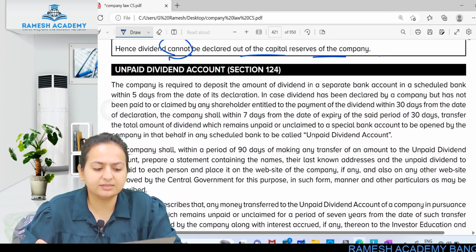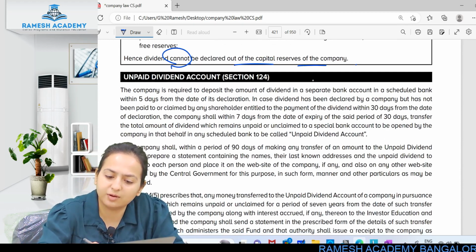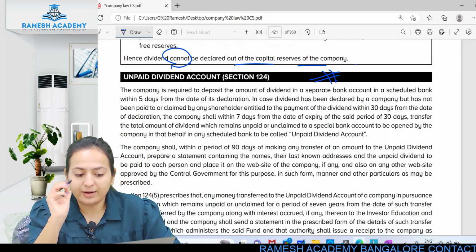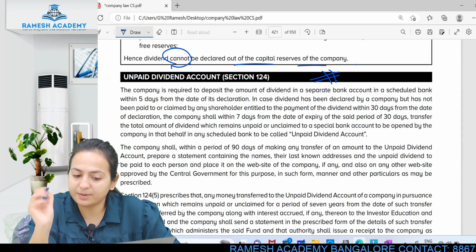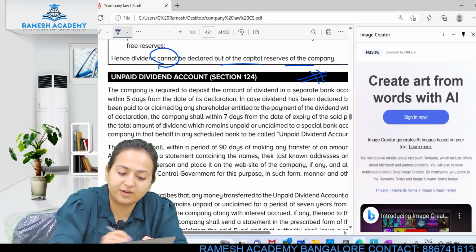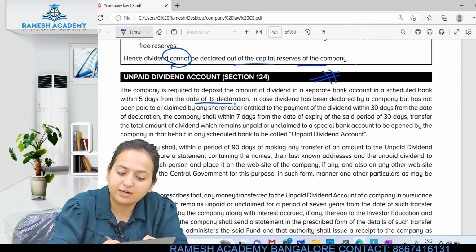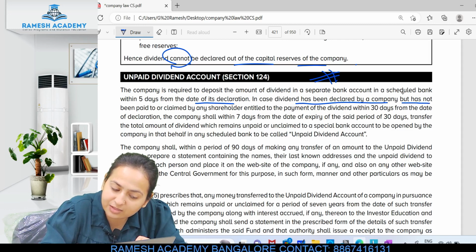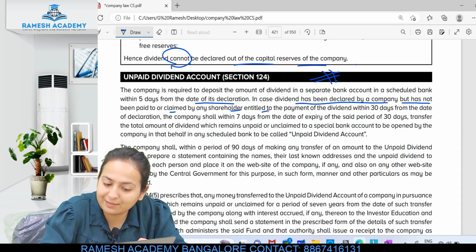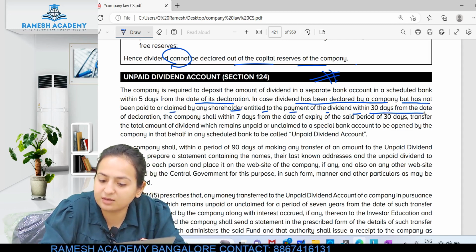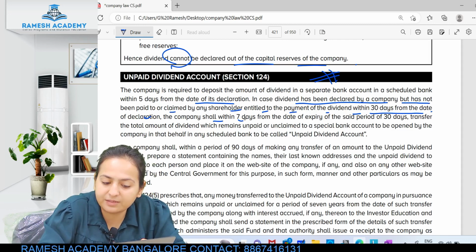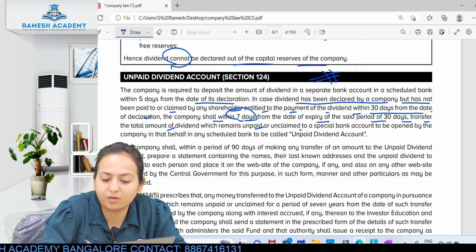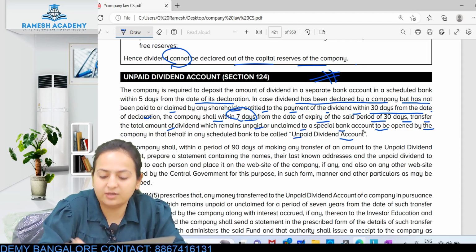So, next is unpaid dividend account, section number 124. The company is required to deposit the amount in a separate bank account in a scheduled bank within 5 days from the date of the declaration. In case the dividend has been declared but has not been paid or claimed, entitled to the payment within 30 days of declaration, the company shall within 7 days from the date of expiry of 30 days transfer the amount to the unpaid dividend account.